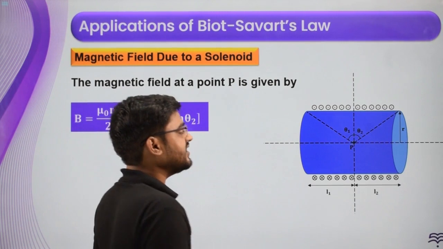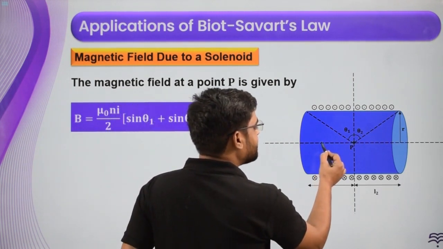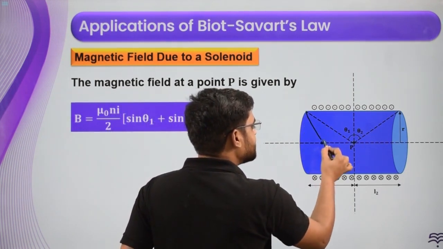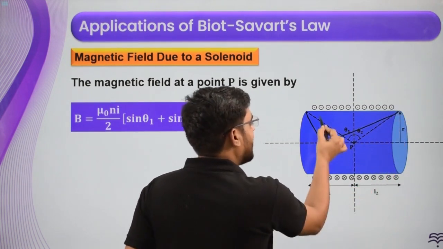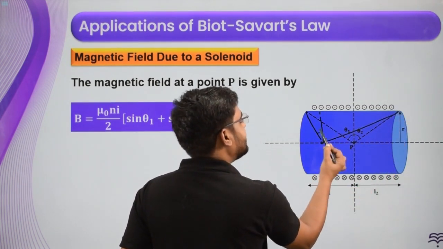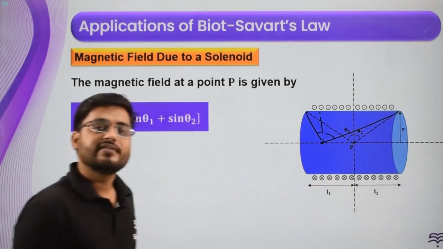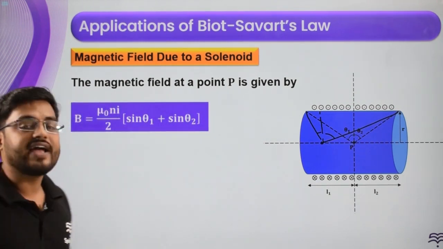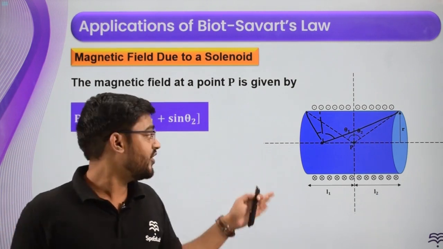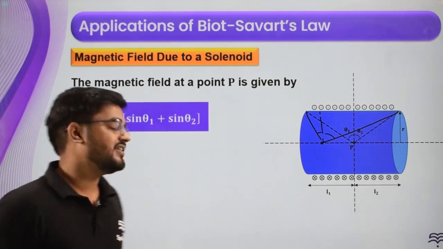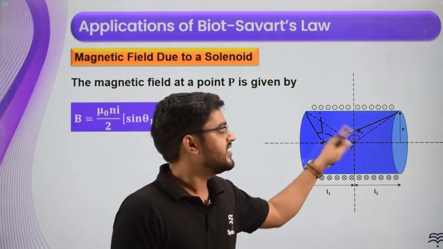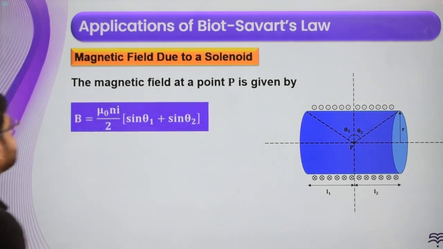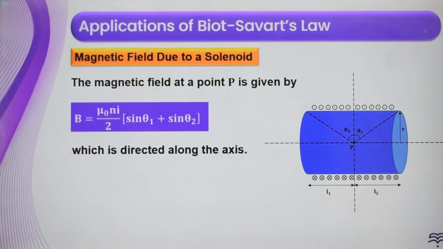What is theta 1 and theta 2? If you want to get at this point, then just join this point to both ends, and draw a perpendicular. One angle is theta 1, other angle is theta 2. That's what your theta 1 and theta 2 are. So this was a finite solenoid which was having a limited length. If length is limited, both the angles will be limited. But let us discuss some special cases.